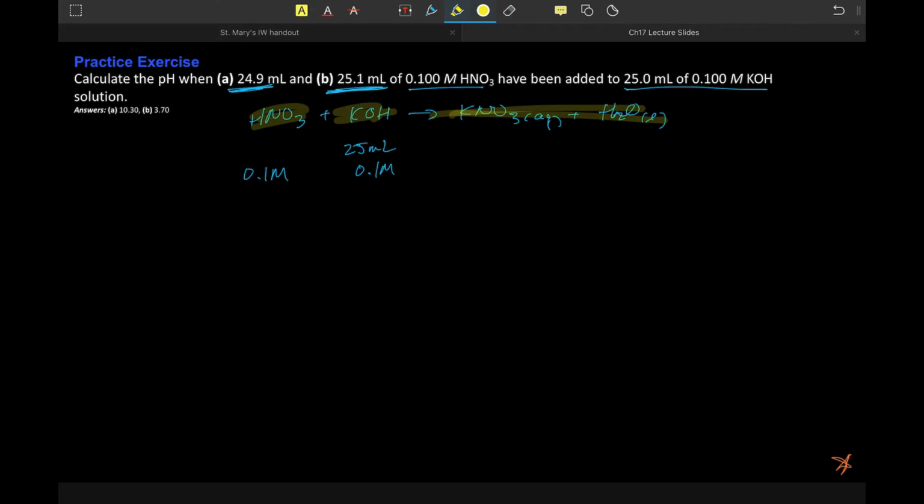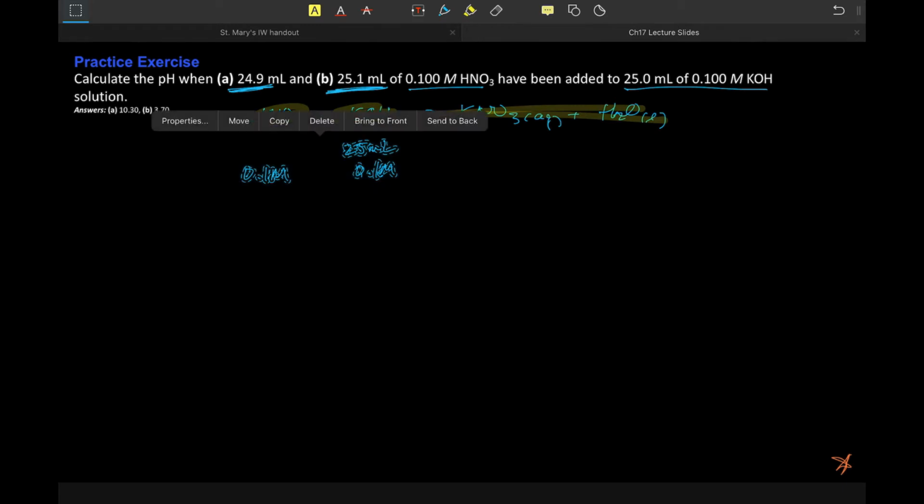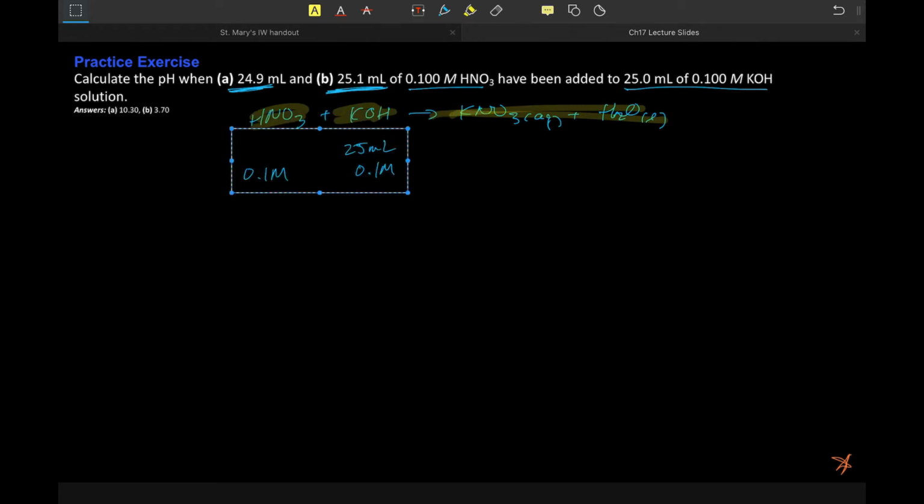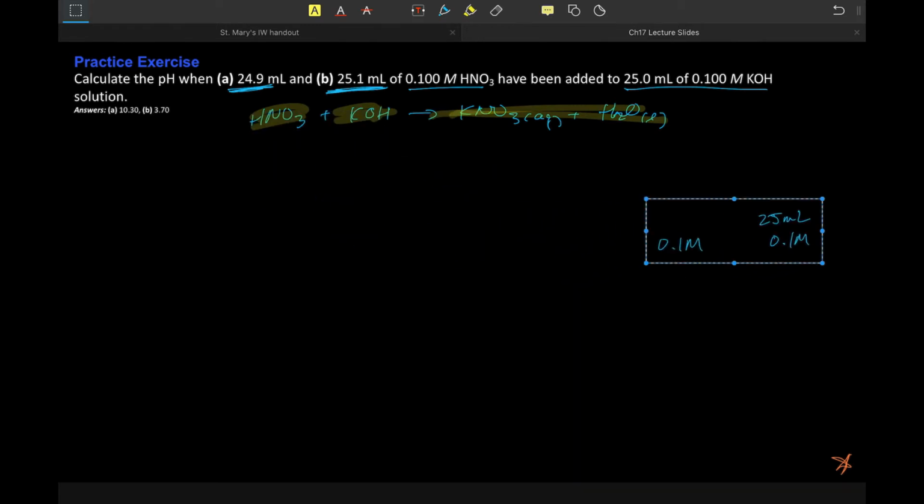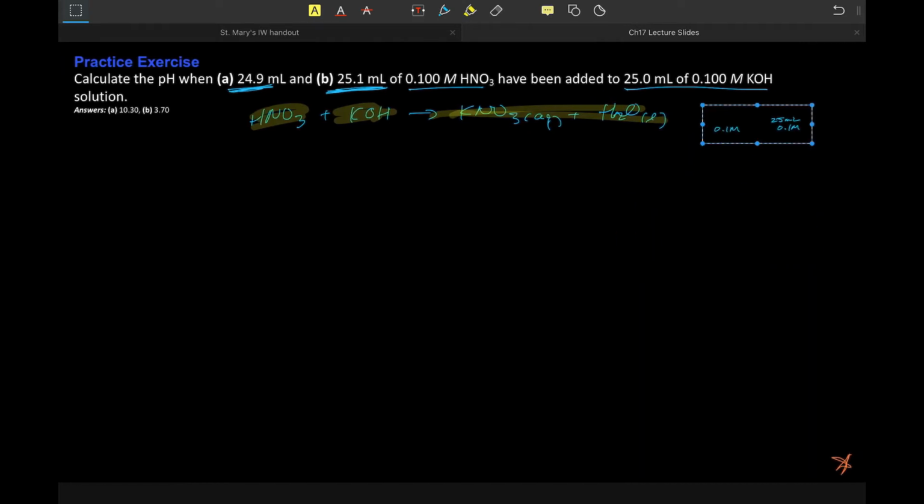How you want to do that is kind of up to you. A rice table works well for that if you like that. If you would prefer, you don't have to do a rice table. You could do some other method, just whatever works for you. We're just going to put this over here on the side so it's not in the way.